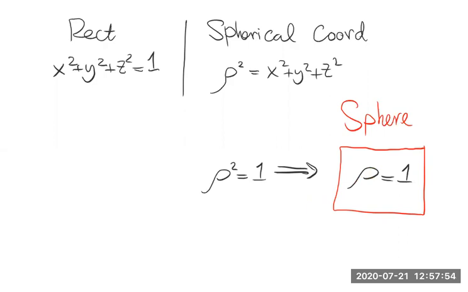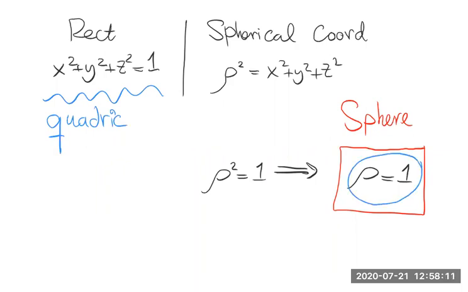See, it's much, much easier and more satisfying than this quadric equation. Here we have a quadric equation, right? They're squared and there are 3 variables here. Just one variable equals 1. That's the equation of a sphere in spherical coordinate system.